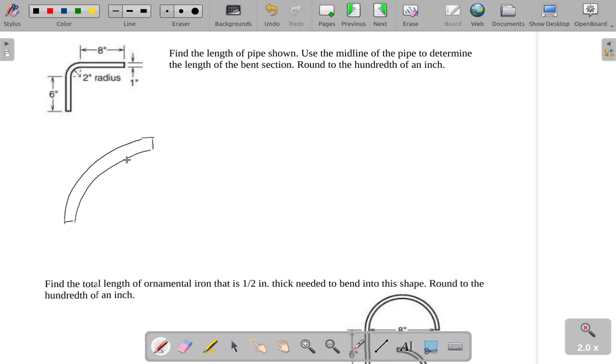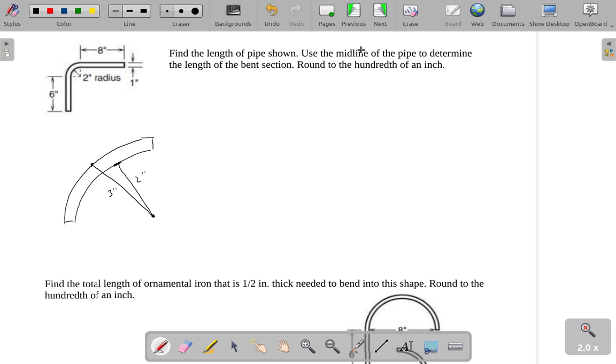I said the inside diameter, because when we have thickness to this pipe, the distance from the center of the circle, if this is a circular section right here, to the inside of the pipe is 2 inches based on this drawing. If I was to go from the center of the circle to the outside of the pipe, over here, this would be 3 inches, because this pipe is 1 inch thick.